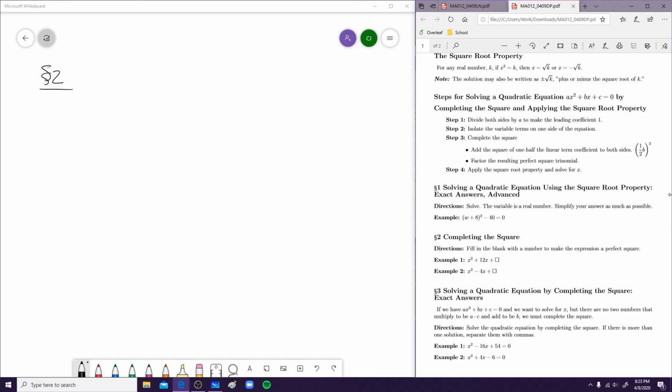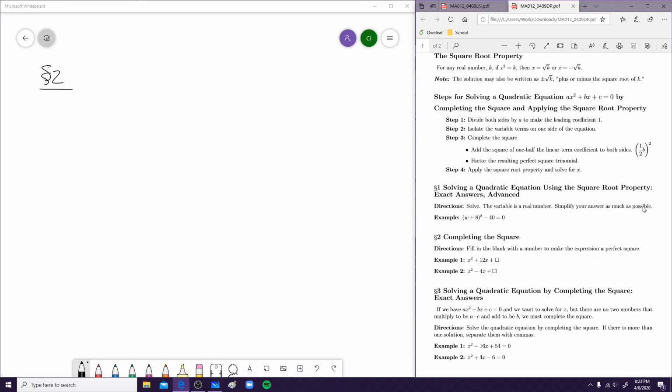For our second topic today, we are going to talk about completing the square. So big picture overall, our goal is to solve quadratic equations by completing the square and applying the square root property. Section 1, we learned how to apply the square root property. Section 2, we're going to learn how to complete the square. And then Section 3, we'll put it all together.